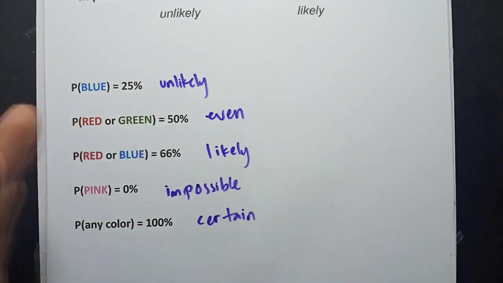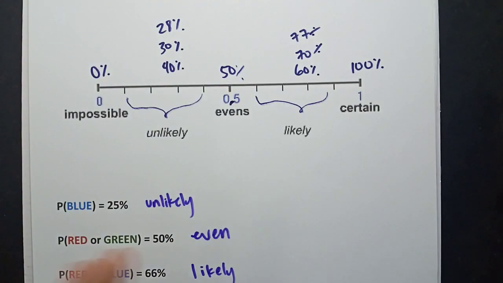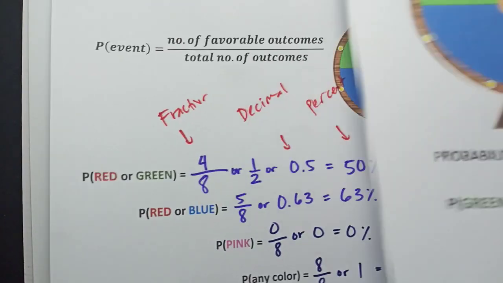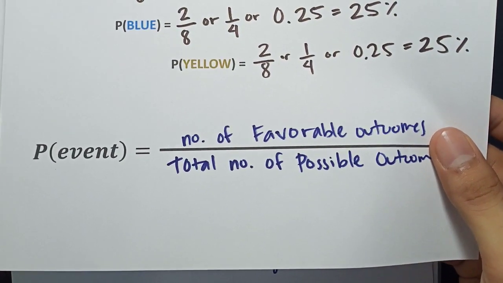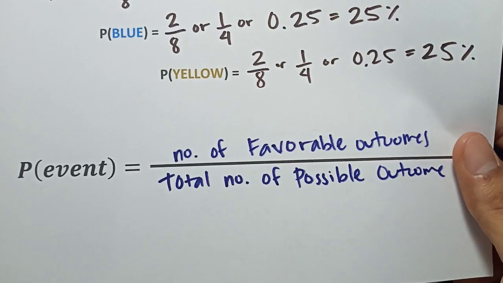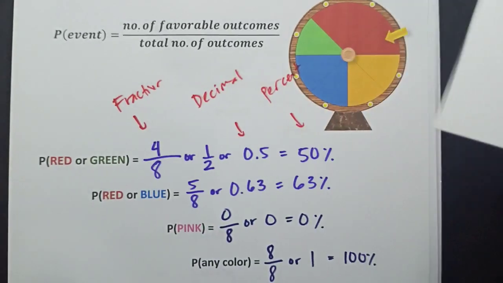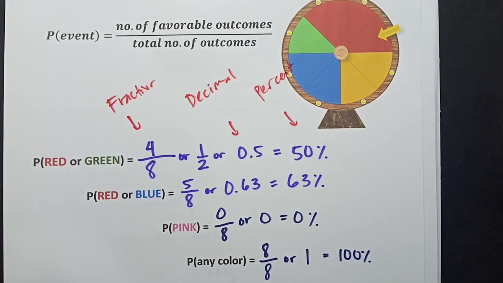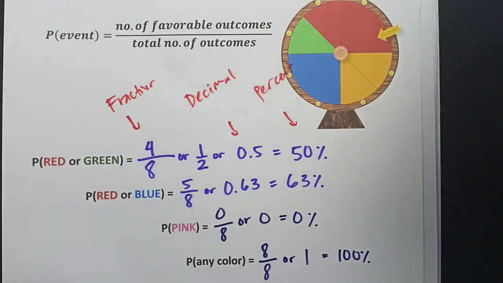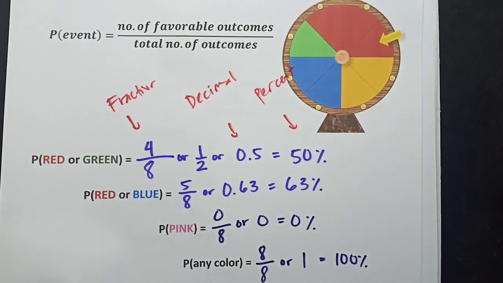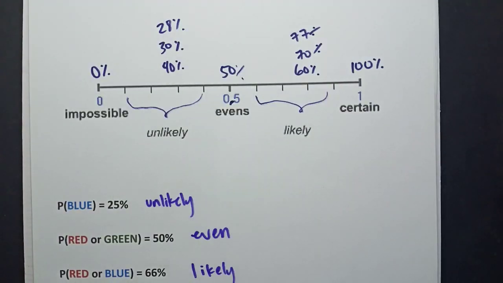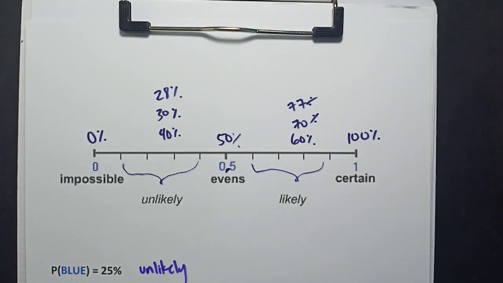And that's all for this video. We talked about the probability, the formula of it, number of favorable outcomes over total number of possible outcomes, and the three ways of presenting it. We can present it as fraction, decimal, and percent, and the probability scale, the way of translating probability into words.